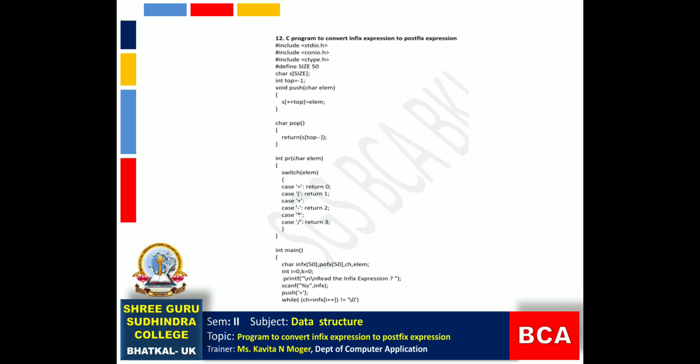In the main function, the variables infix of 50, postfix of 50, and ch are declared, of type character. Next, i and k are initialized to 0, of type integer. Next, a print statement will print the content. The scanf function reads the infix expression from the user. Initially, we have to push the equal sign onto the stack. In the while condition, while ch = infix[i++] is not equal to null, the following will be executed. Here if-else is used.